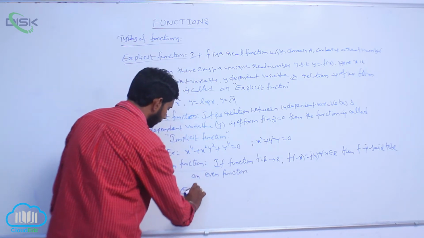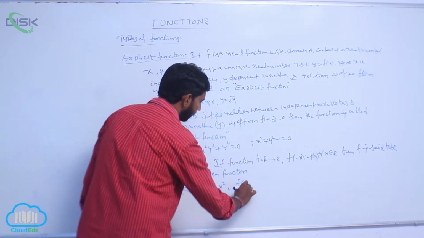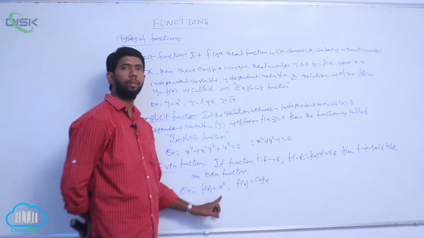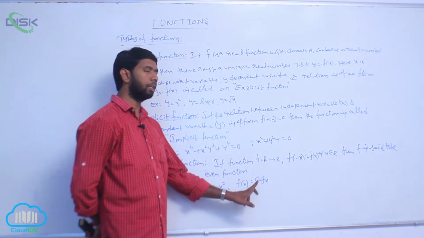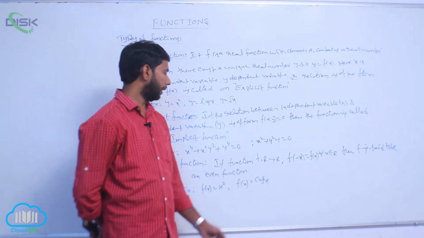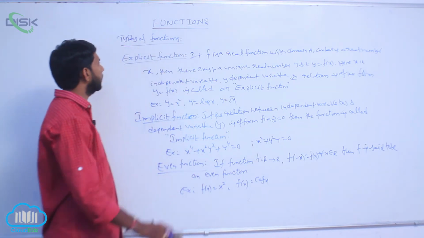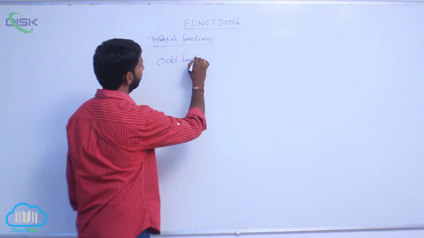Some examples: f of x is equal to x square, f of x is equal to cos x. Here f of minus x is minus x whole square, that is equal to x square, that is equal to f of x. Here f of minus x equal to cos of minus x, that means when minus x belongs to fourth quadrant, cos is positive, so it equals cos x. And next one is odd function.